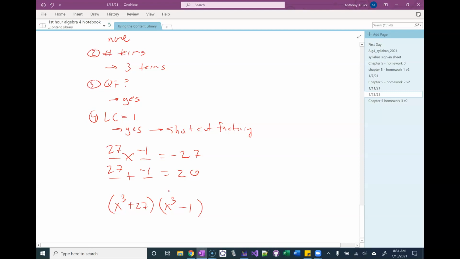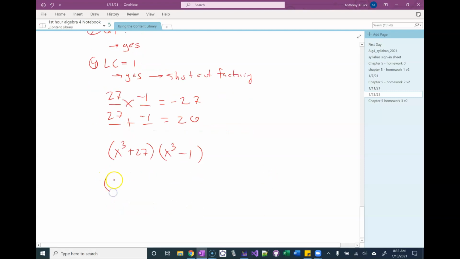Everybody's okay to this point? So now we need to check each one of these. Since they're both 2 terms, the first thing we check for is the difference of 2 squares. X cubed plus 27 is definitely not a difference of 2 squares because it's addition. X cubed minus 1 is not a difference of 2 squares because the exponent on the variable is odd. So next thing we do is check if they are sum or difference of 2 cubes. So they both have x to the third, so your suspicion should be that they both are a sum or difference of x cubed.